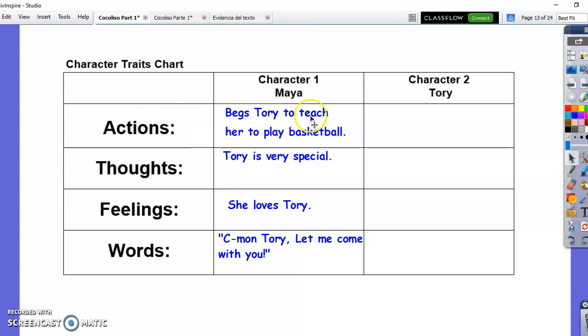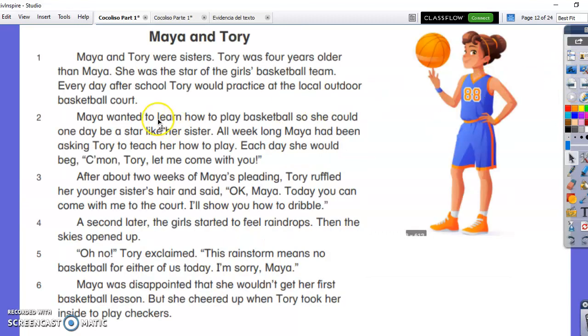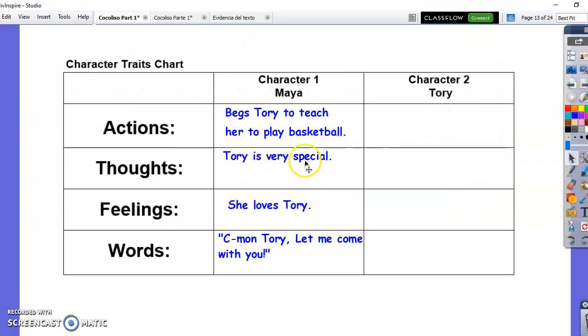Actions, she begs Tori to teach her to play basketball. Her thoughts, Tori is very special. We know that she looks up to her bigger sister. She wanted to learn to play basketball so she could one day be a star like her sister. Like most little brothers and sisters, she looks up to her older sister.